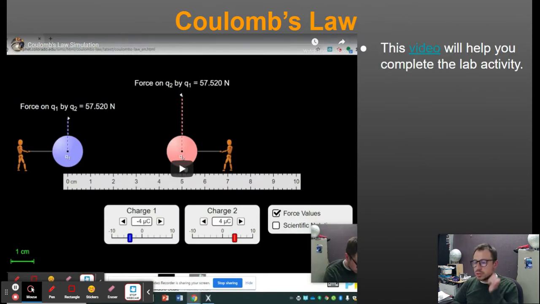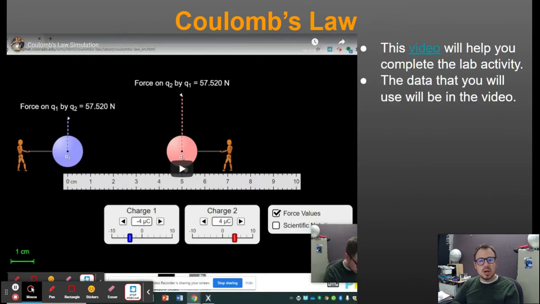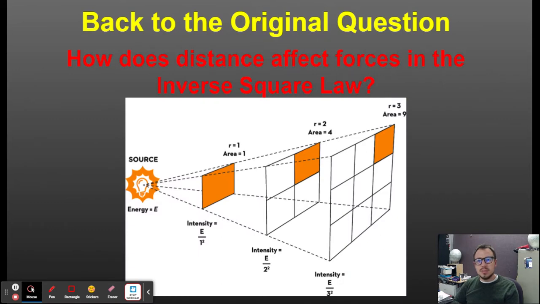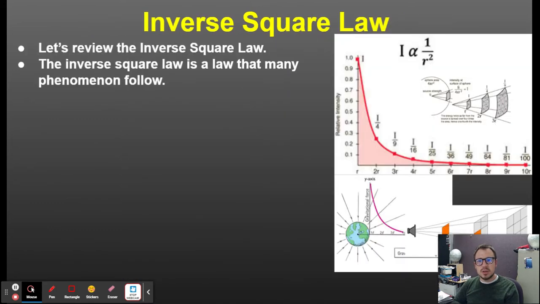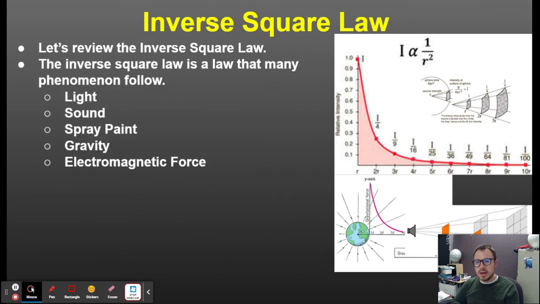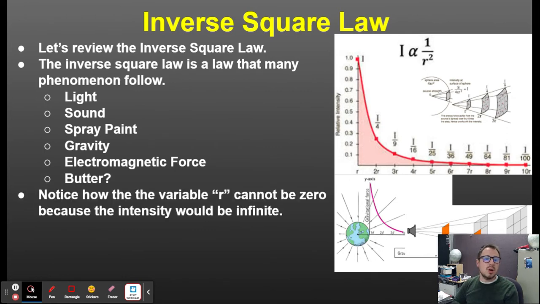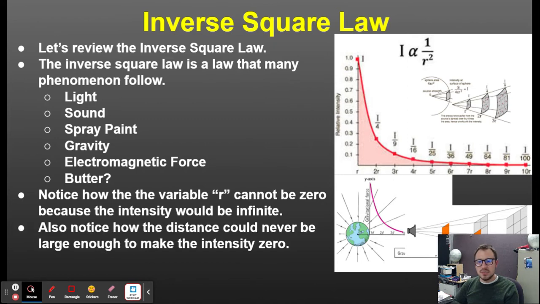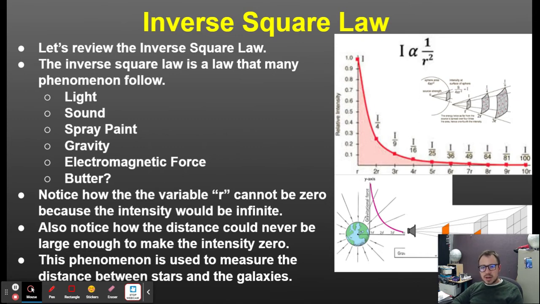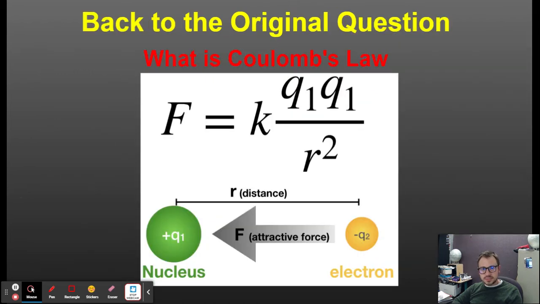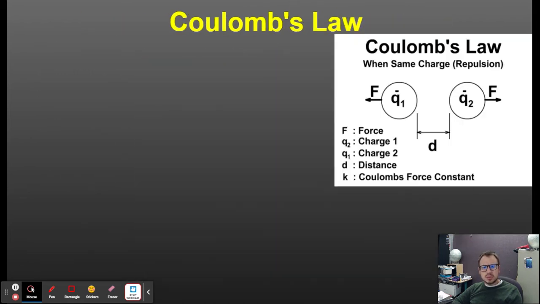All right, so the first thing we're going to do is open up the Coulomb's law simulation. Then that'll help us answer, how does distance affect force in the inverse square law? So the inverse square law is a law that many phenomena follow, like light, sound, spray paint, gravity, electromagnetic force. Notice how the variable r cannot be 0 because the intensity would be infinite. And also notice how the distance could never be large enough to make the intensity 0. This phenomenon is used to measure distances between stars in the galaxy.